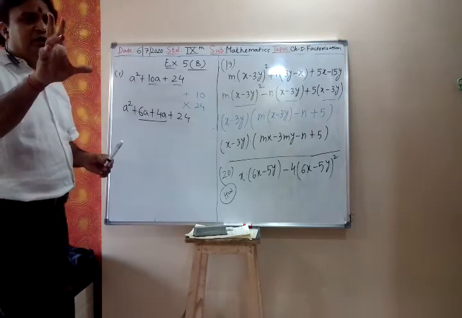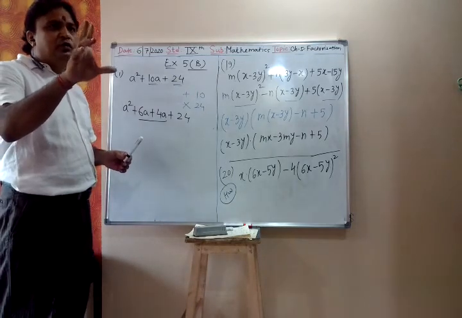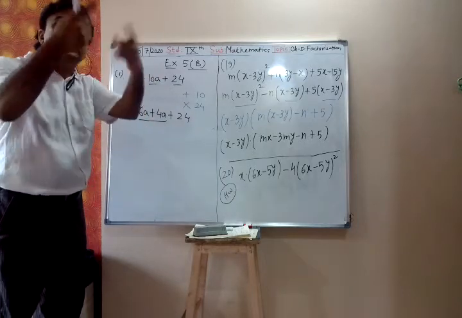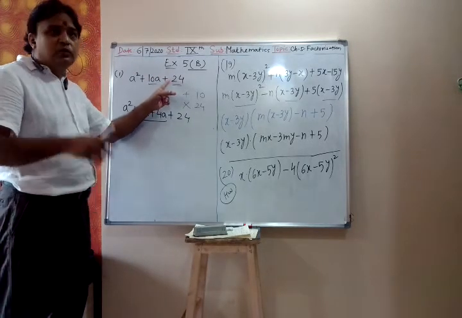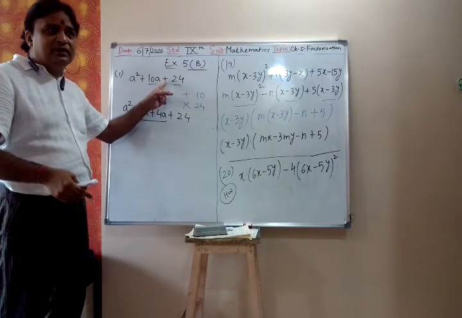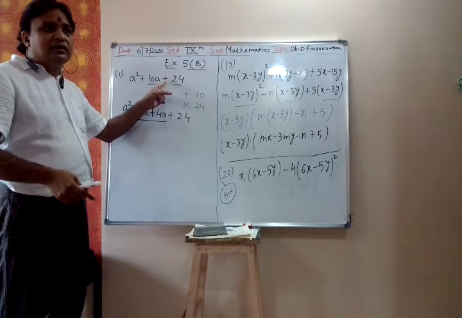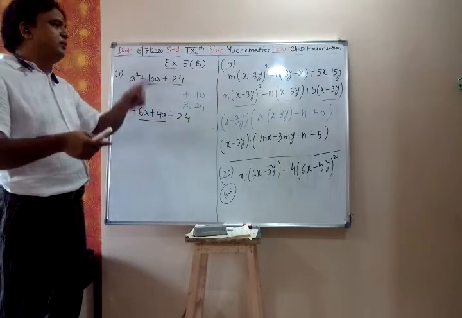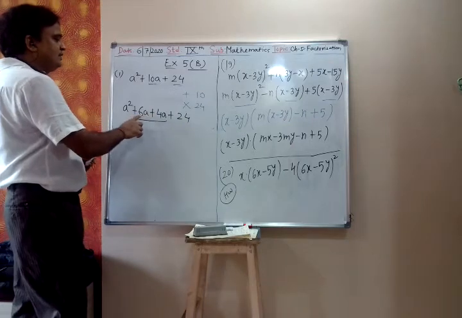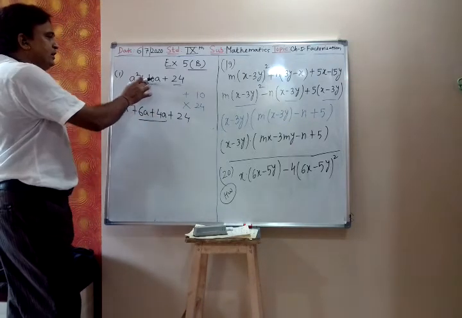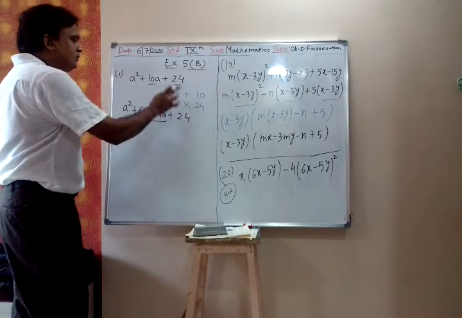Yes, 12 minus 2. 12 minus 2 will be 10. But what is 12 into minus 2? Minus 24. 12 into minus 2 will be minus 24. We have plus 24. Are you getting? So the only two numbers are 6 and 4. Plus 6 and plus 4, when you add, you will get plus 10. When you multiply, you will get plus 24.